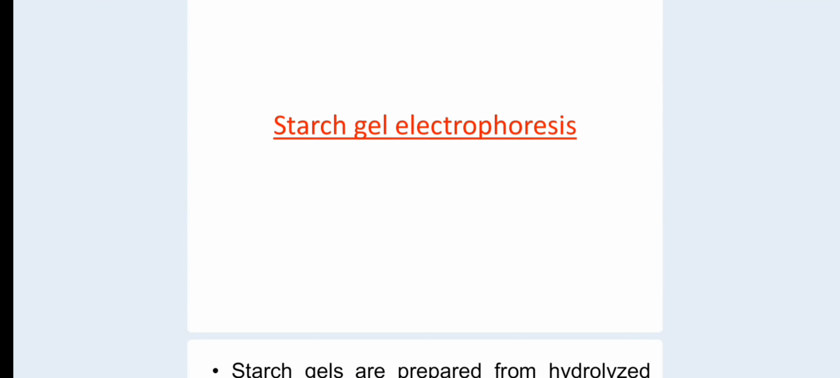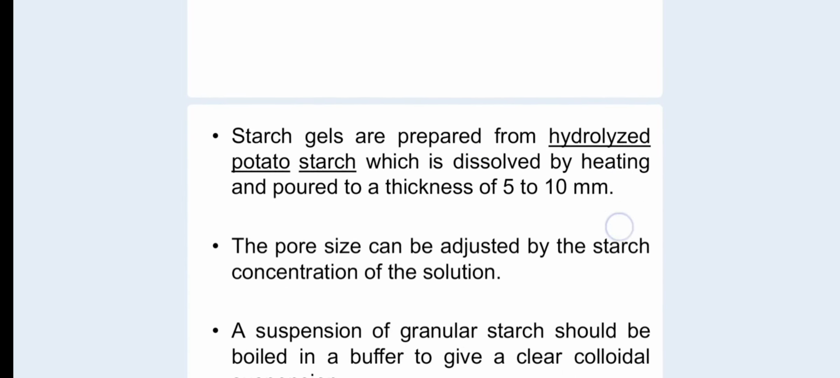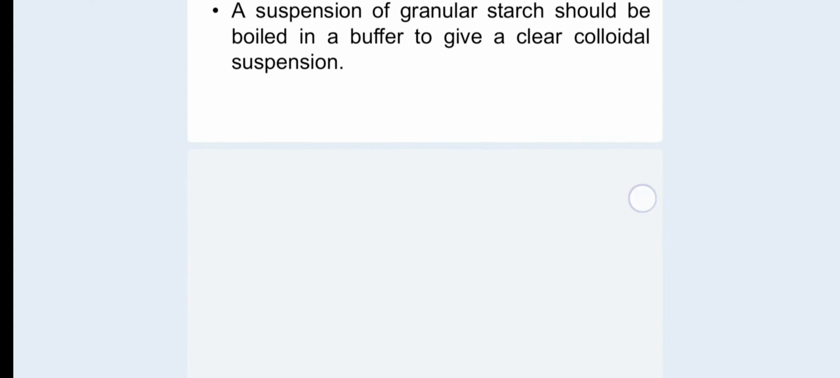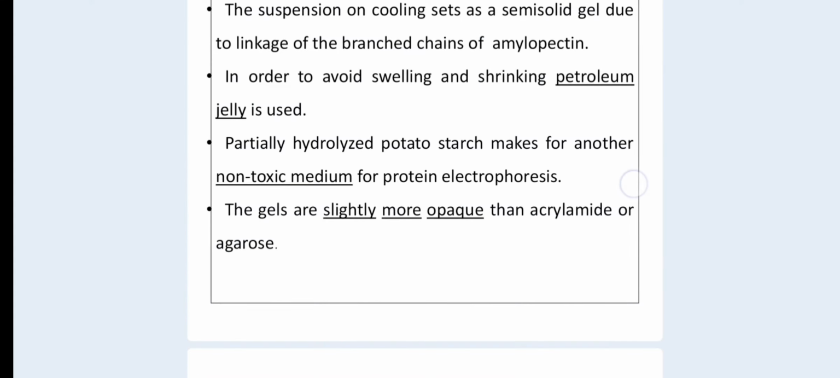Next we are discussing starch gel electrophoresis. The starch gels are prepared from hydrolyzed potato starch, which is dissolved by heating and poured to a thickness of 5 to 10 mm. The pore size can be adjusted by the starch concentration of the solution, like in the case of agarose gel electrophoresis. A suspension of granular starch should be boiled in a buffer to give a clear colloidal suspension. The suspension on cooling sets as a semi-solid gel due to linkage of branched chains of amylopectin.